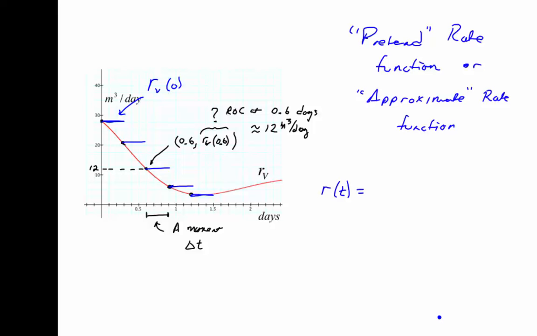So what is really happening? We said from 0 to 0.3, what is the rate? What is this value of r sub t when t is between 0 and 0.3? What do we say? What is this rate of change right here? R sub v of 0. So it's r sub v of 0 when t is between 0 and 0.3.